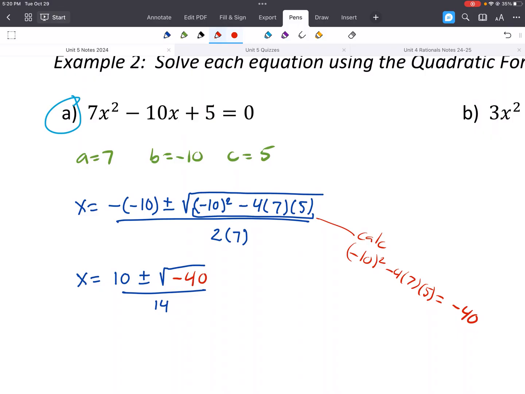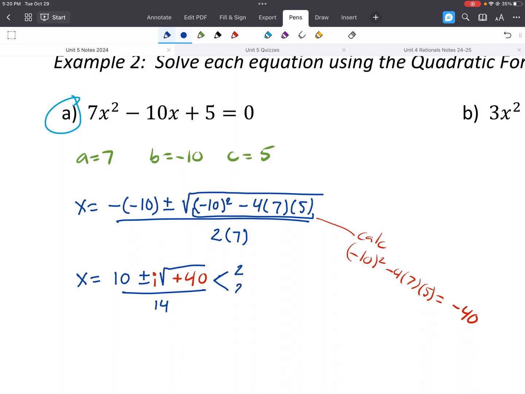Okay, so what do you notice that's different this time? We end up getting a negative inside of our square root. So remember what that means? It means we're going to have an imaginary. Right away, if you wanted to, we could make this be positive and put an i out in the front. And then we're back to where we were before. We'd want to simplify the square root of 40.